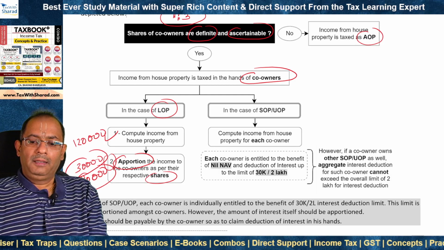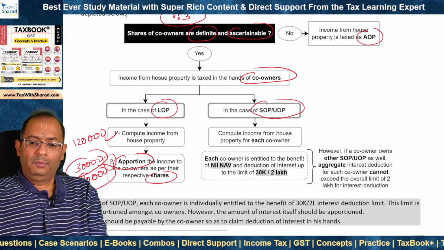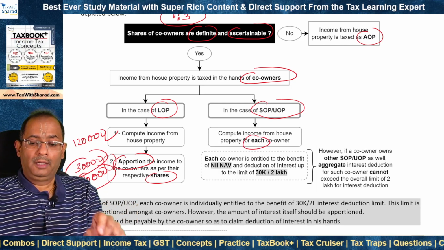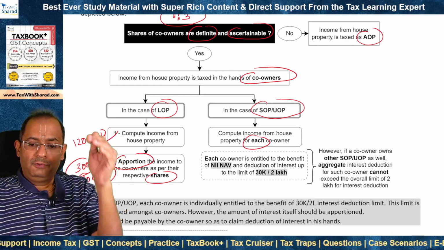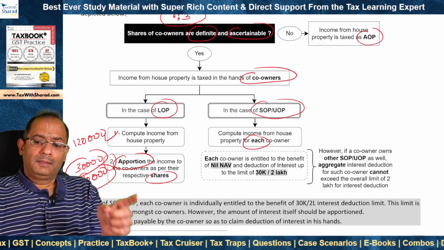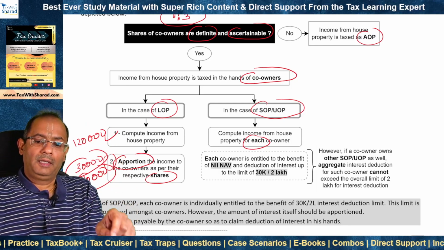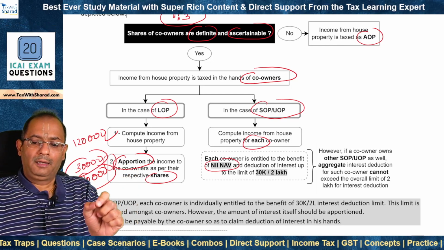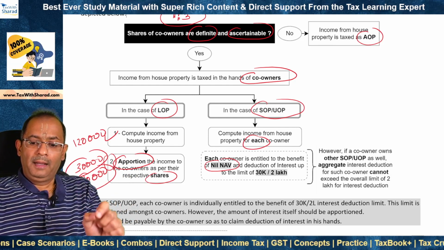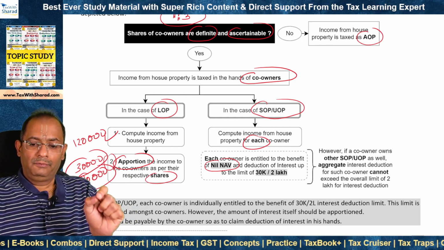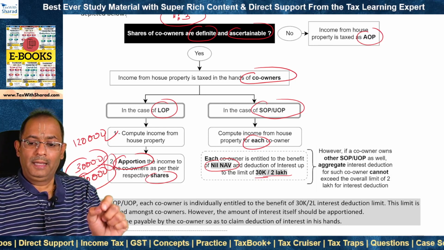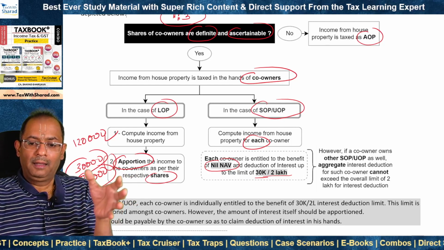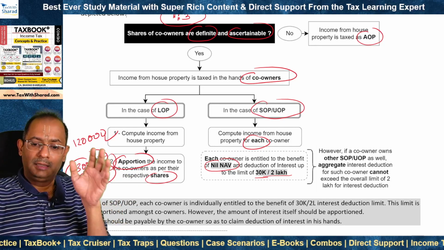But treatment is different in case the property is SOP or UOP, in which case the income from house property is computed separately for each co-owner, and since it is SOP UOP, each co-owner is entitled to have the NAV as nil. So each co-owner is entitled to the benefit of nil NAV, and each co-owner is entitled to deduction of interest up to the limit of 30,000 or 2 lakh separately, right? So the 30,000 2 lakh limit doesn't apply in the aggregate for all the co-owners, but separately it is available for each co-owner, right?